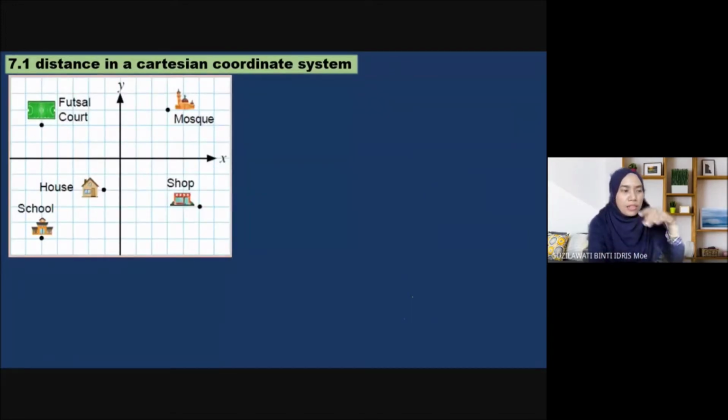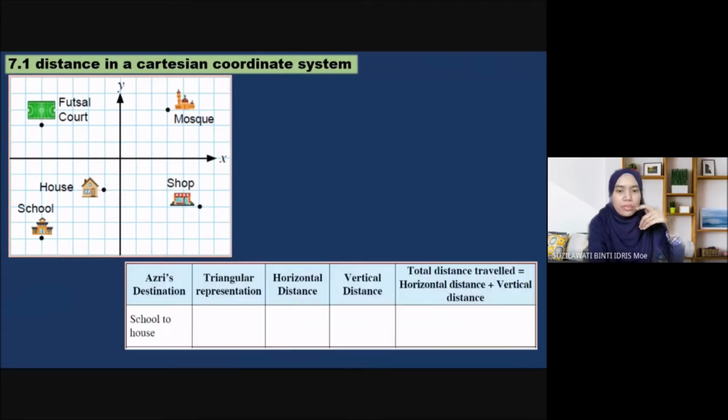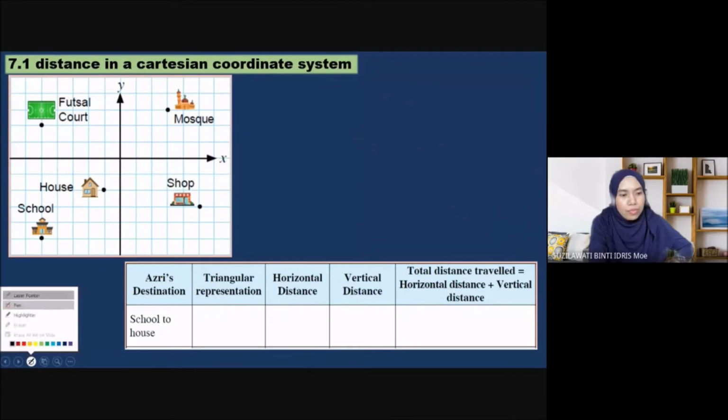Okay, this is some diagram. You look at the diagram. There are futsal, mosque, house, school and shop. Now, this is Azri's destination. From school to house. Azri wants to move from school to house. Okay, school, kalau kamu lihat school here, this is a school. From this school to house.